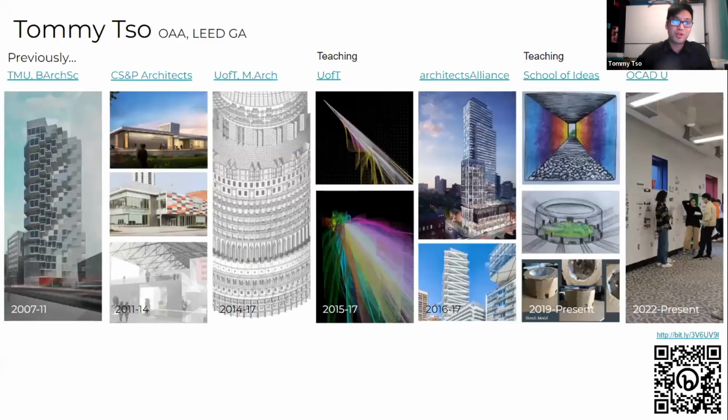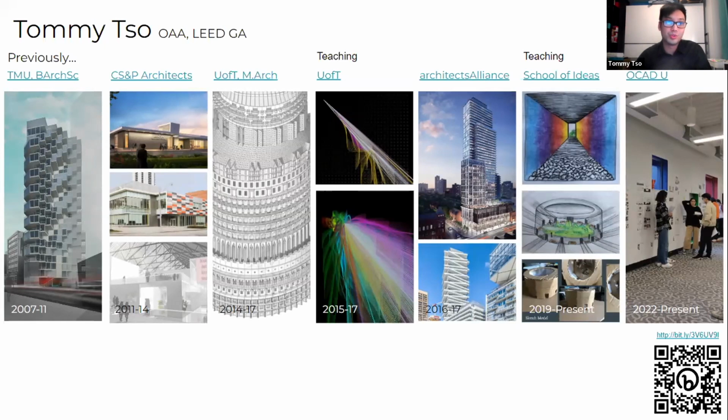Okay, so I'm going to introduce myself now. My name is Tommy Tso. I am an OAA architect. I have about 12 years of professional experience. In 2011, I graduated from TMU with a Bachelor of Architectural Science, which is where I learned building science, project management, and design. After I graduated, I worked at CSMP for a few years doing community centers, schools, and civic centers.